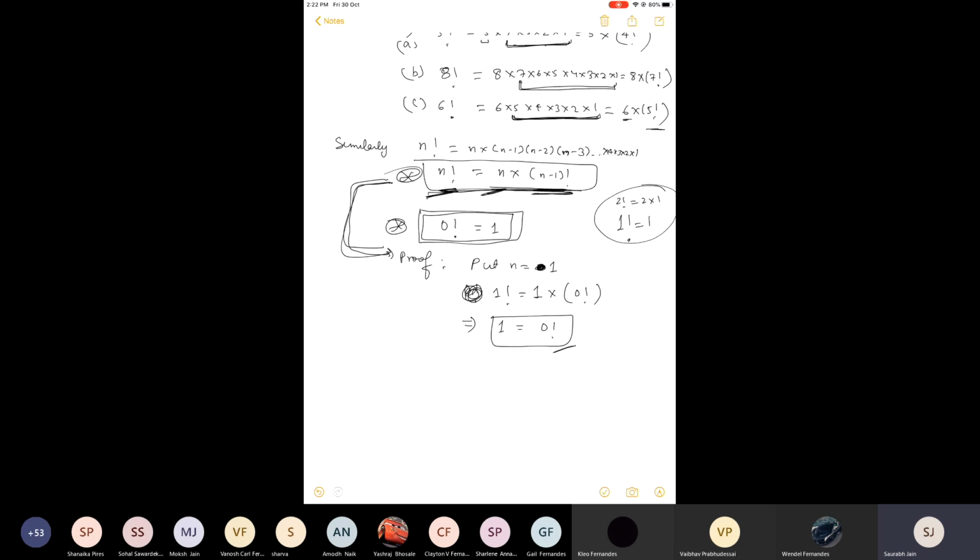Okay, let us solve some questions. Find the value of. Answer these, they are simple. Find the value of 4 factorial minus 3 factorial. Let us take it as the first question.